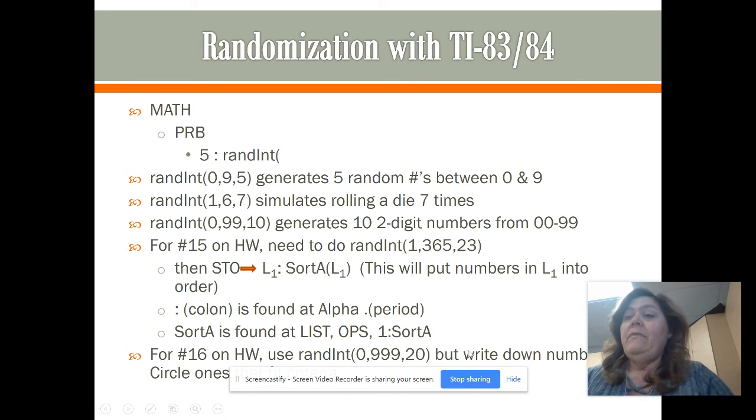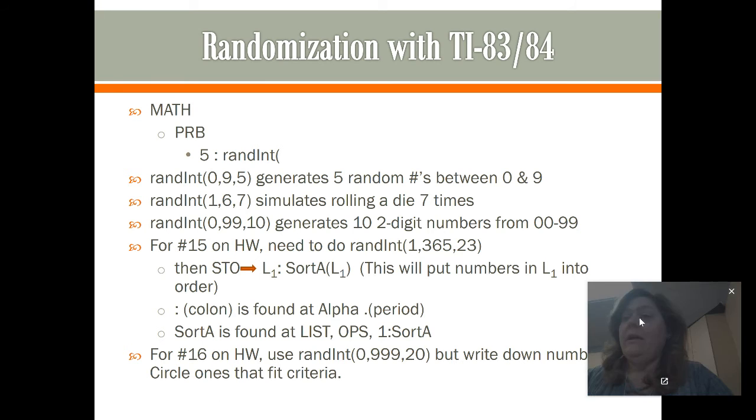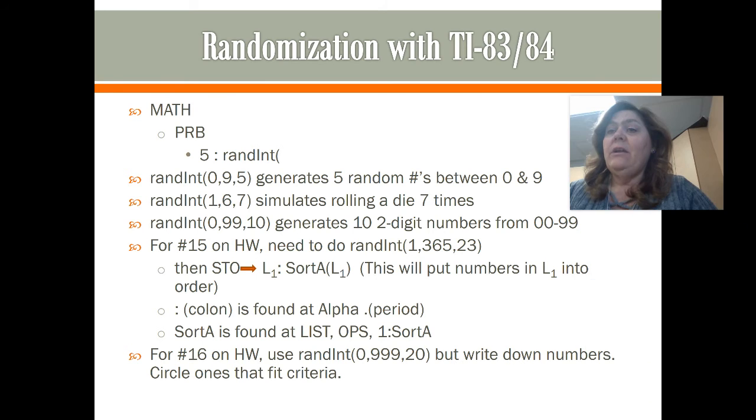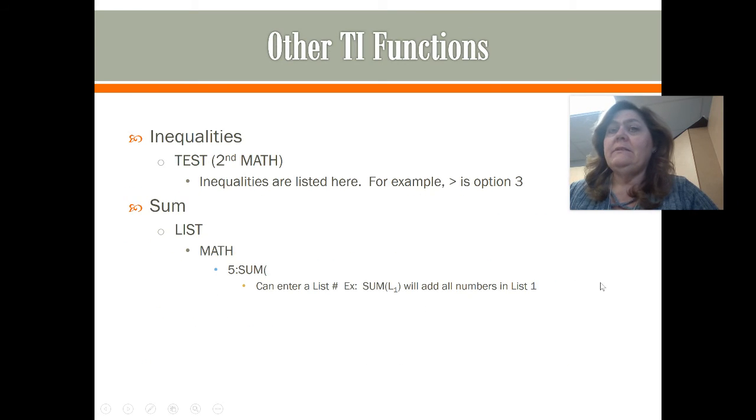Okay? And then for number 16 on your homework, hint, use the random integer, go 0 to 999 for 1,000 digits, and you'll get 20 of them. But write down the numbers and then circle the ones that fit your criteria. Okay? So you can go back to these notes and check that. All right, let's go on to the last slide.